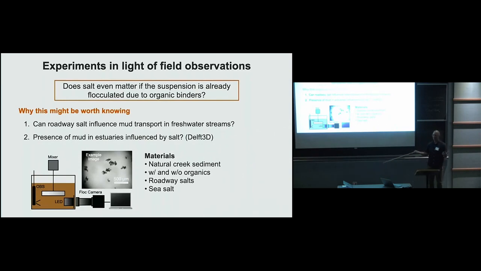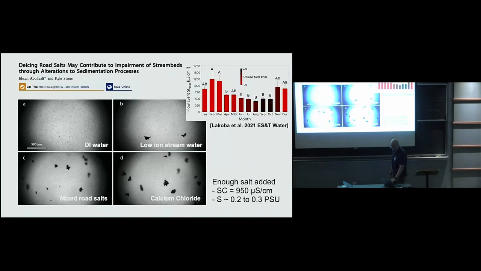We also had an interest in the United States, in the Midwest, where we put salt on our roadways to melt the ice and keep the roads safe. And that salt eventually makes its way into our creeks. And so I was really interested in whether or not that salt has any impact on the transport characteristics of the mud, because it could be something that impairs our streams.